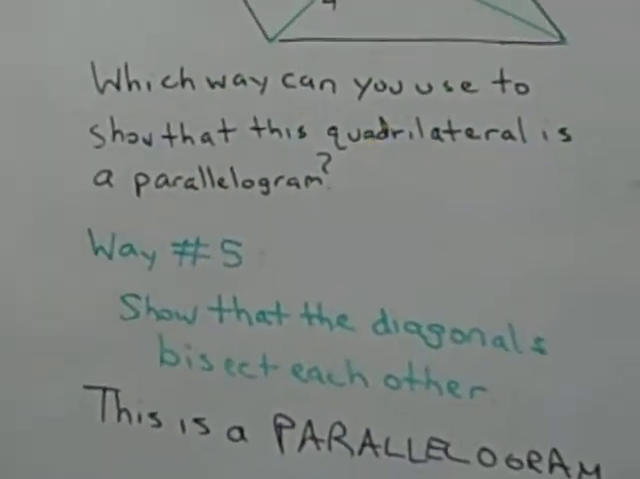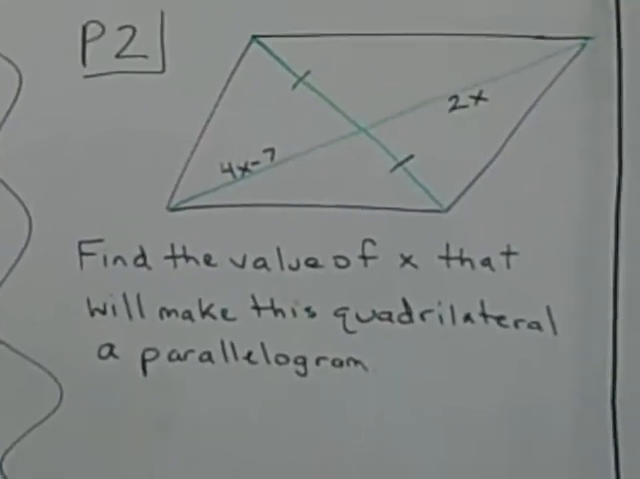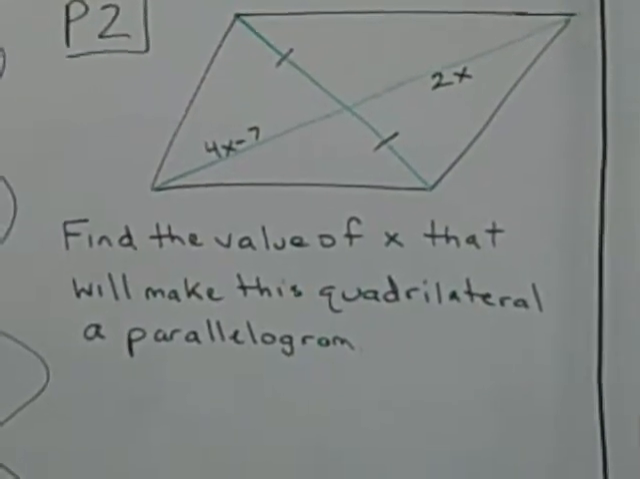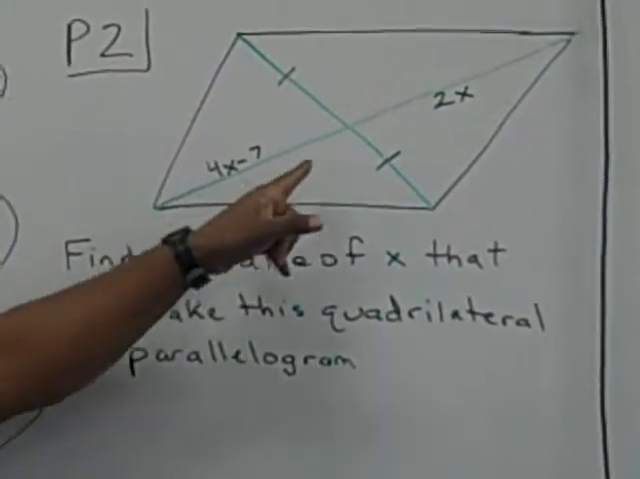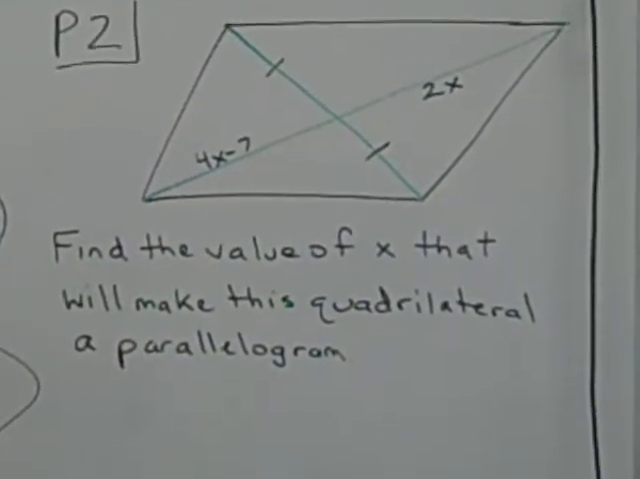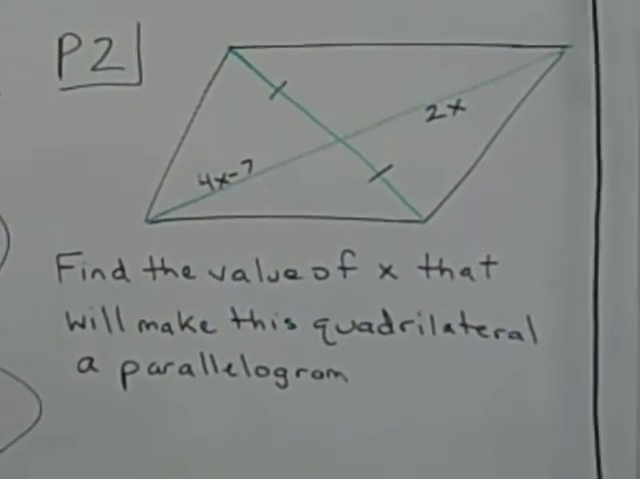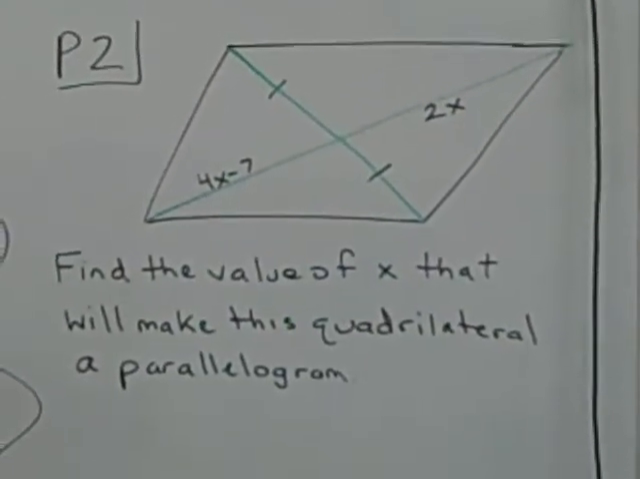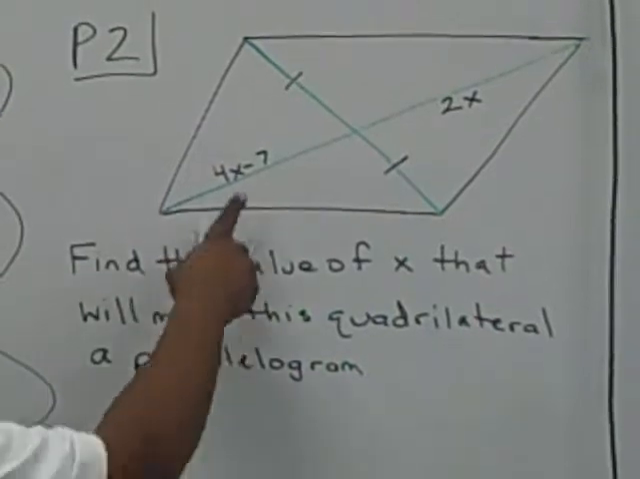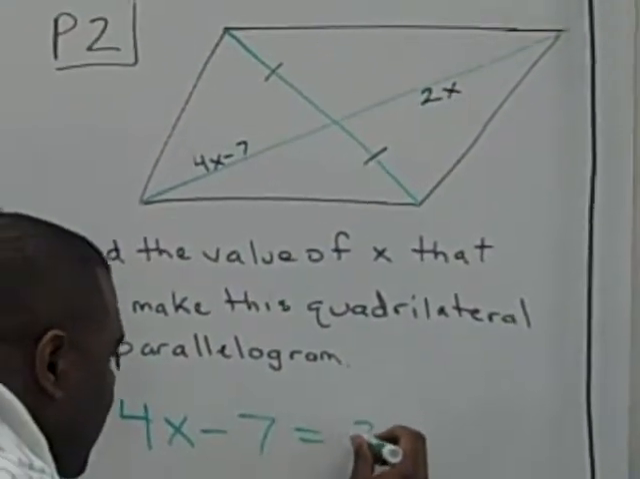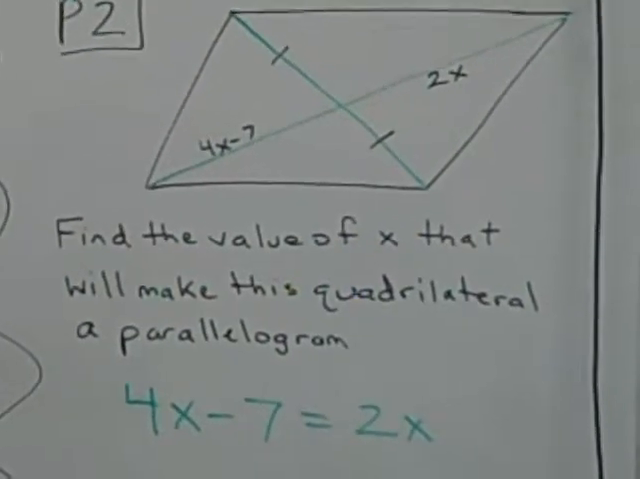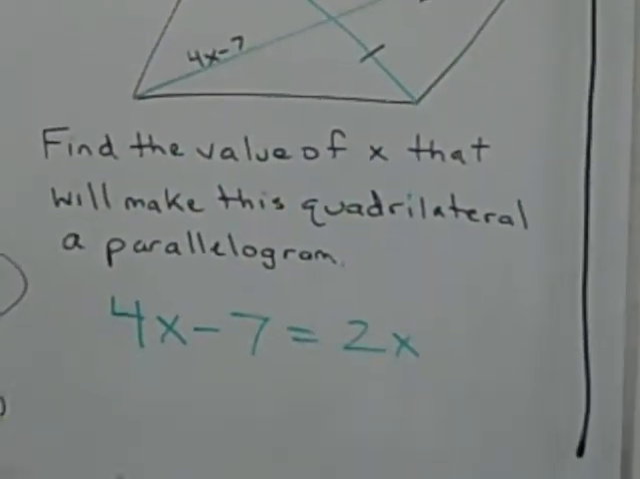So all we're going to do is set 4x minus 7 and 2x equal to each other. Because once we do that, we have proven that those are indeed equal, and we have proven that the quadrilateral is indeed a parallelogram. So let's set the steps. 4x minus 7 equals 2x. Now, let's do the simple algebra.